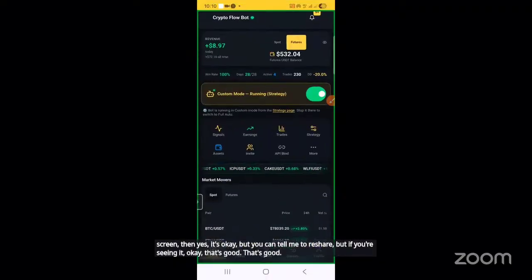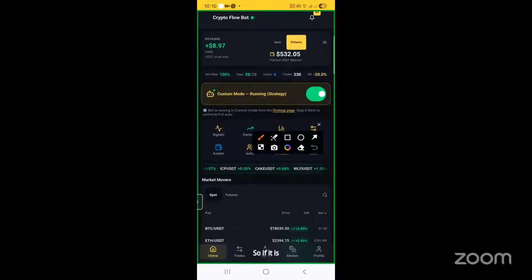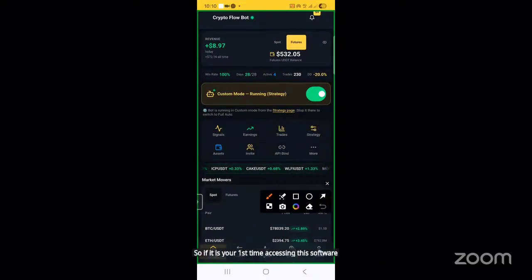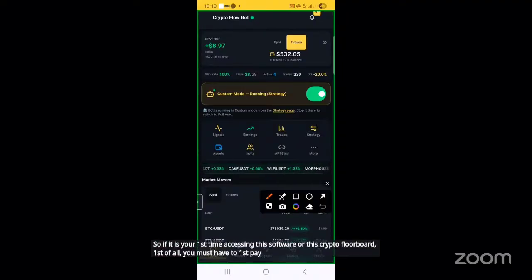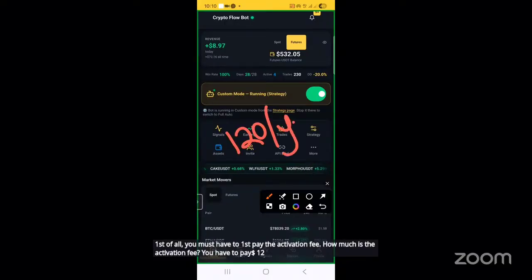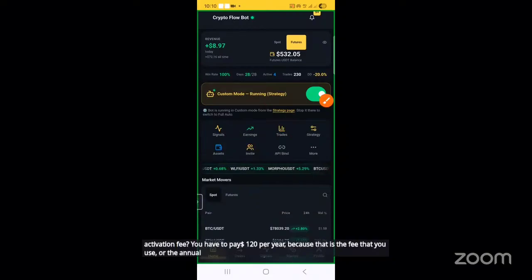That's good. So if it is your first time accessing this software or this CryptoFlow bot, first of all, you must pay the activation fee. How much is the activation fee? You have to pay $120 per year, because that is the annual license that you will get to make sure you access this trading software.